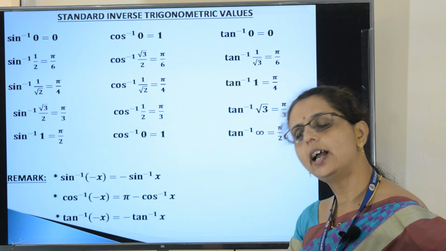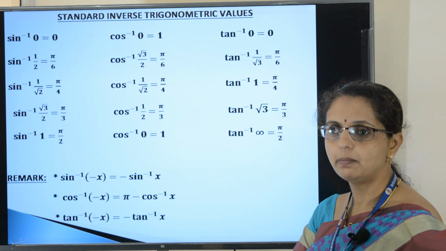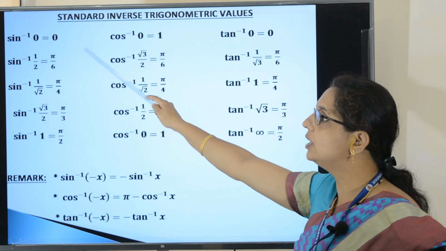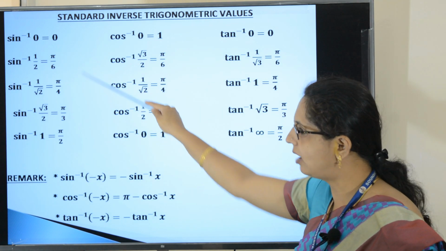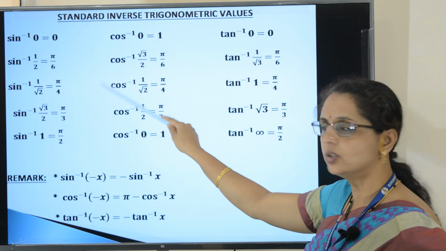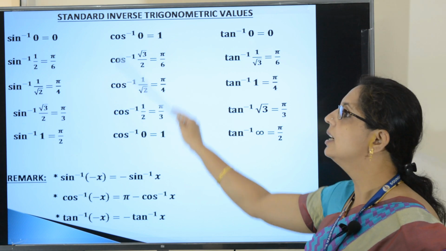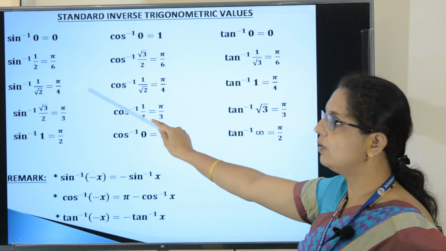We all know that sine of 0 is what, students? Sine of 0 is nothing but 0. So on the same basis, sine inverse of 0 is also 0. In trigonometry, the angles used to be inside and the real numbers outside. But here, since it is inverse, reverse it. Sine inverse of 1 by 2 is pi by 6. I'll give you one more example.